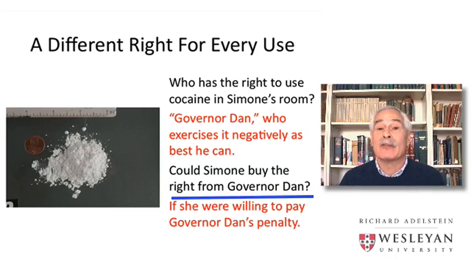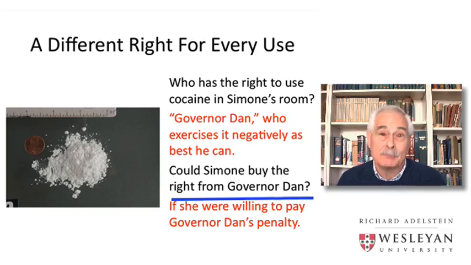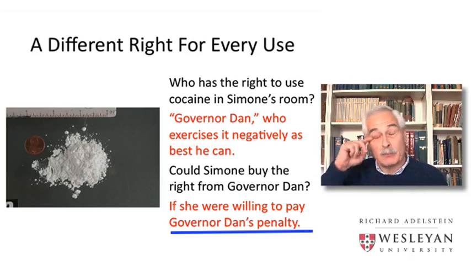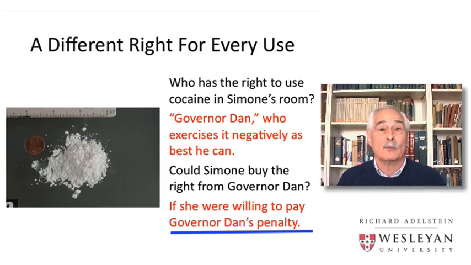Could Simone buy the right from Governor Dan? Well, she could indeed. How would she do so? In the same way that she would buy the right to nail a nail into the wall from Mike. She could simply use the cocaine in the room. If she did use the cocaine in the room, she would have taken the entitlement from Dan, taken the property right from Dan to use cocaine in the room, which Dan had been attempting to exercise negatively by excluding her from using the cocaine in the room.